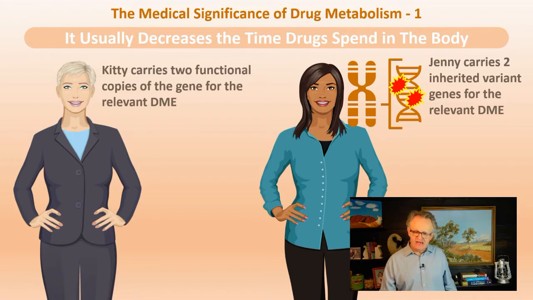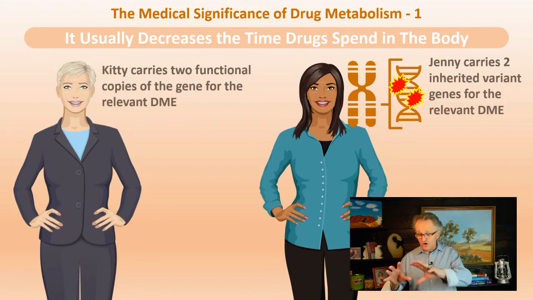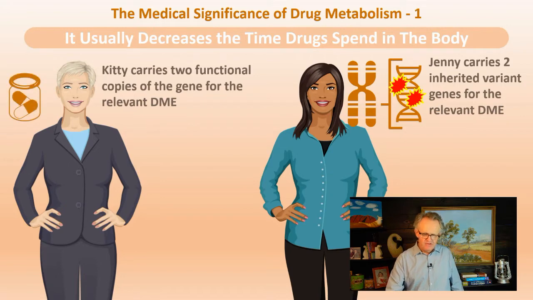But her friend Jenny, and perhaps she's of a different ethnicity, and this is what we sometimes see, certain genetic traits affecting drug metabolizing enzymes tend to be present in higher frequencies in different ethnic groups. But this particular lady has 2 variant genes of the particular drug metabolizing enzyme. So she actually can't make that enzyme. So she can't metabolize certain drugs via this pathway. So let's see what happens.